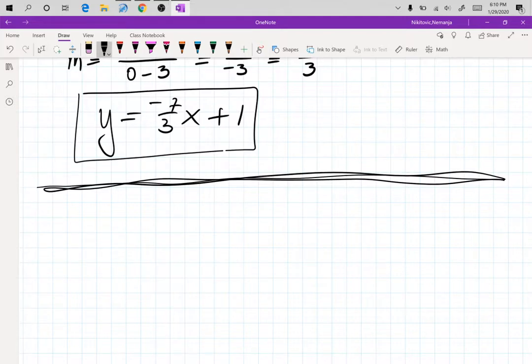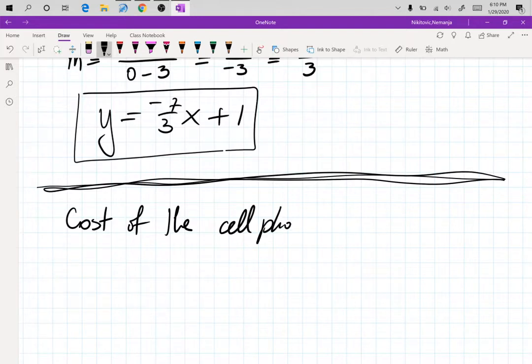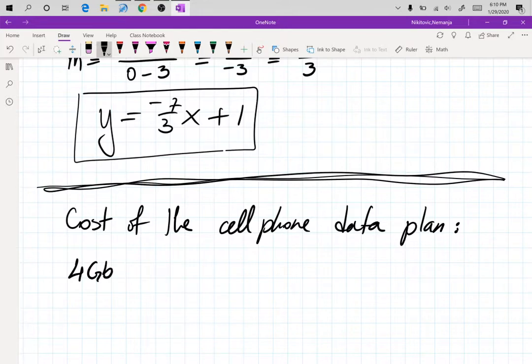Because the slope represents payment per usage. So let's take a look at the cost of the cell phone data plan or whatever. And it goes like this. These are the words when you are at the store. 4 gigs for $50 a month.